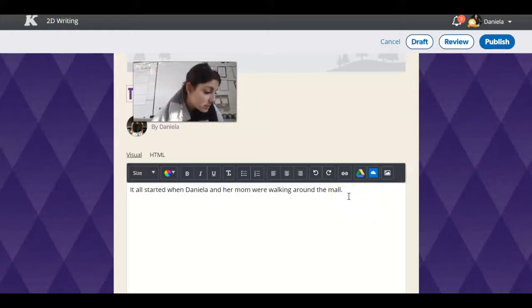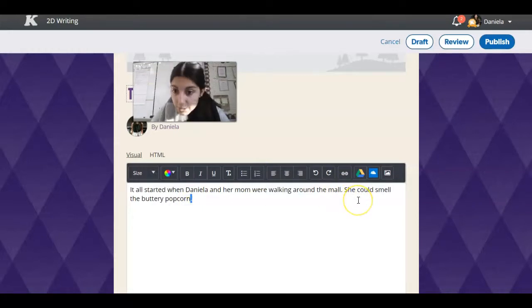So now I'm going to do my second part. She could smell the buttery popcorn. And again, I make sure that I start with the capital letter at the beginning of my sentence and that I end with a period. This is one thought. She could smell the buttery popcorn.